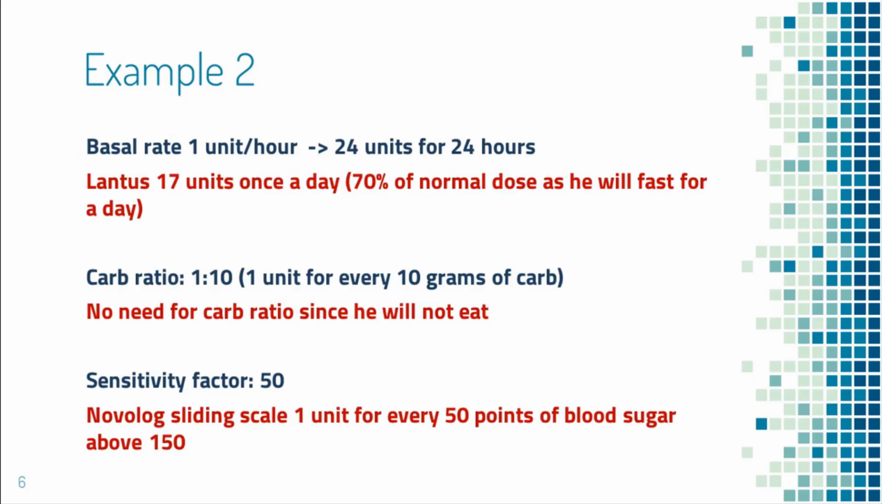Since he was getting 24 units of basal insulin a day, and 70% of 24 units is about 17 units, he will take 17 units of Lantus before sleep and suspend the insulin pump at the same time. There is no need for carb ratio since he will not eat the next day. Since the sensitivity factor is 50, he will take 1 additional unit of Novolog for every 50 points of blood sugar above 150. Another important question is, when should he restart the insulin pump?